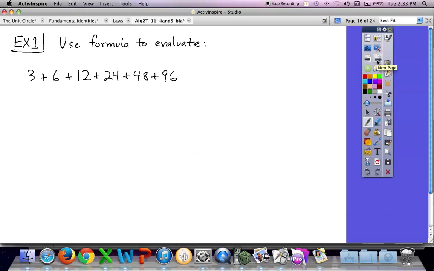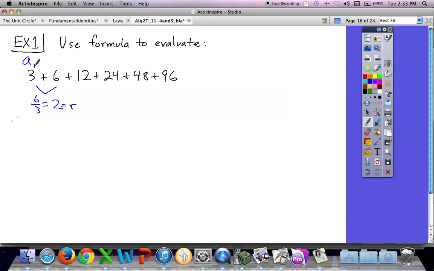So let's use the formula to evaluate this series. First, does it look geometric? 3, 6, 12, 24, 48. What does it look like going on here? Looks like we're multiplying times 2, right? 6 over 3 is 2. That's the R. The first term is 3.